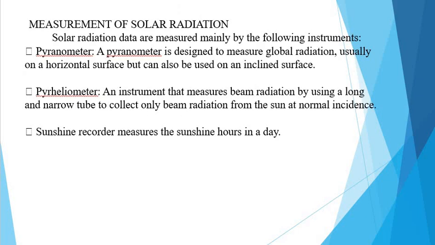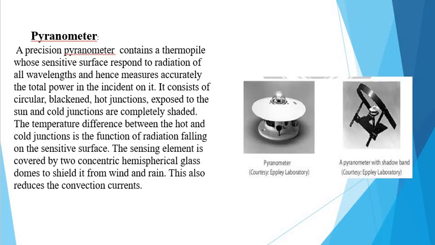Measurement of solar radiation. Solar radiation data can be measured by different instruments: the pyranometer, pyrheliometer, and sunshine recorder. The pyranometer is used to measure the global radiation on a horizontal surface, but it can also be used on an inclined surface. The pyrheliometer measures the beam radiation by using a long and narrow tube to collect only the beam radiation from the sun at normal incidence. The sunshine recorder measures the sunshine hours in a day.